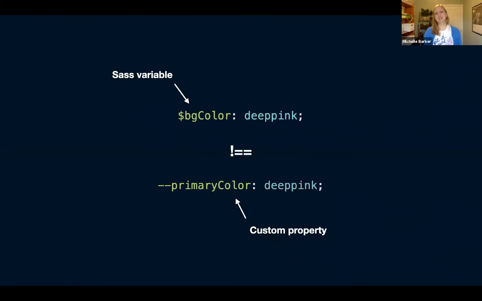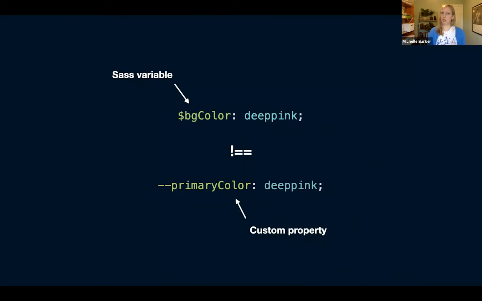Of course, we've been able to use variables for quite a long time in Sass and other preprocessor languages. But what makes custom properties different is that they're dynamic variables, and they can be updated in your CSS and JavaScript. The preprocessor variables are compiled into regular CSS property values before your code hits the browser.